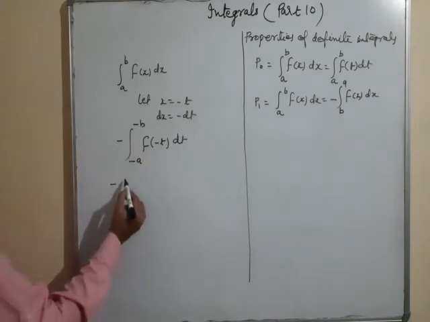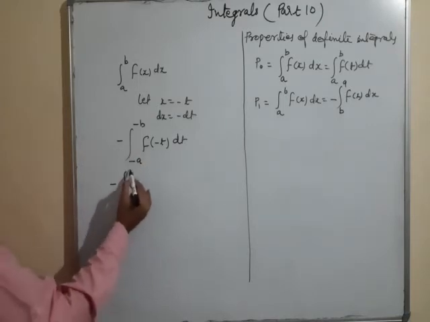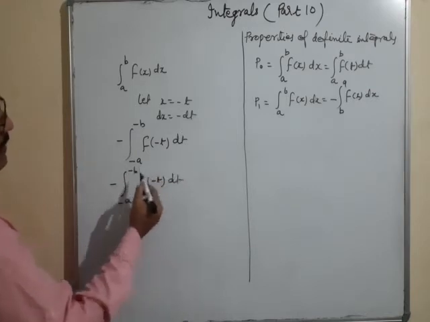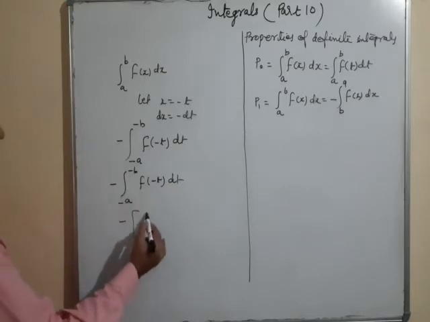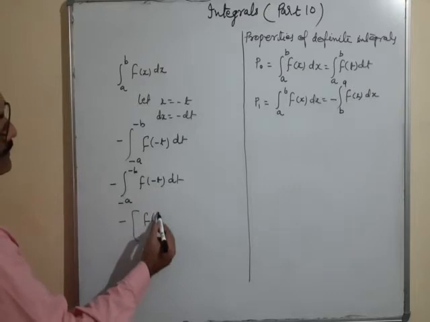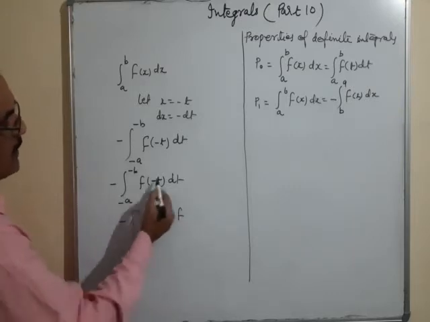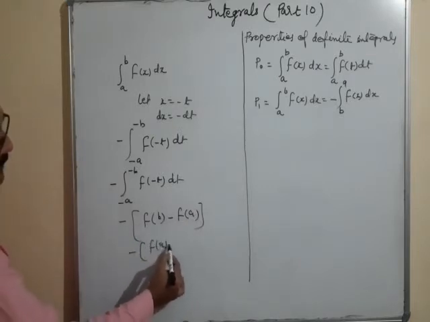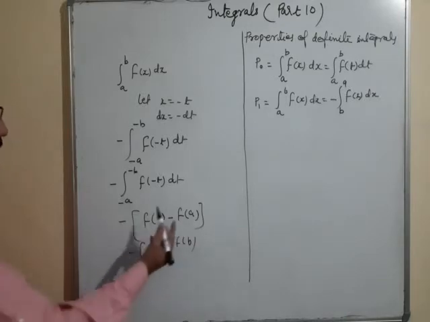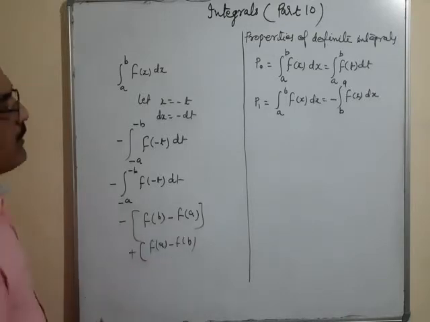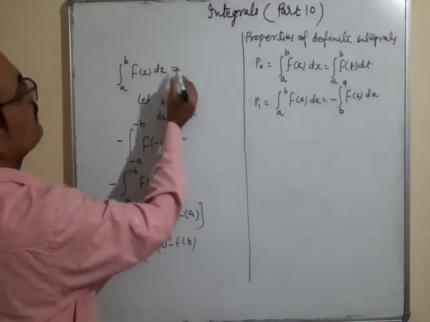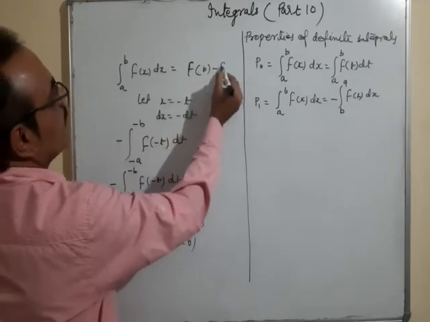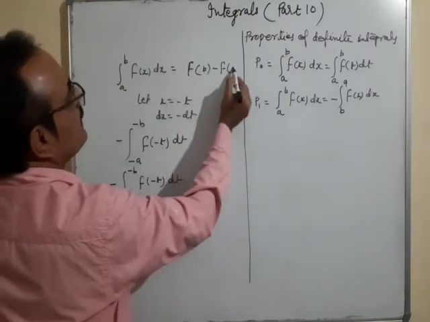This minus a to b f of minus t dt. I'll put the upper and lower limits. So f of minus, it is f of b, minus f of minus, it is f of a. Okay, minus sign is common, it is f of a minus f of b. If I take the minus sign common, it is plus f of a minus f of b. Here what happens? F of a, what is the answer of it? Minus f of b minus f of a.